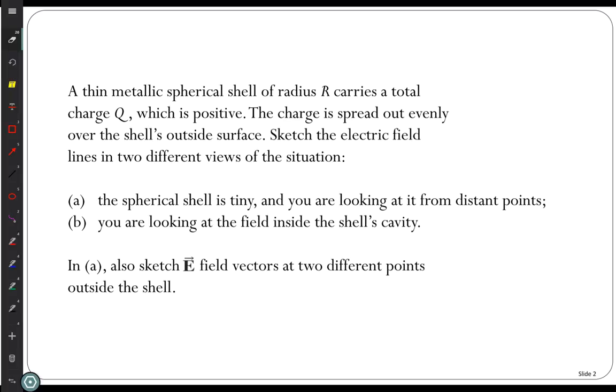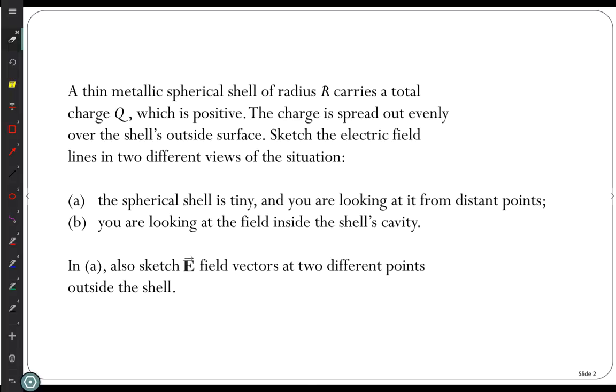Just an admission of my guilt, I accidentally overwrote your lecture, so I had to quickly put it back together, and I don't have the extra area underneath each page to do my work now. So I'm going to have to go to the next slide where I have the picture instead of scrolling down and doing it. But we have charges spread out evenly over the shell's outside surface.